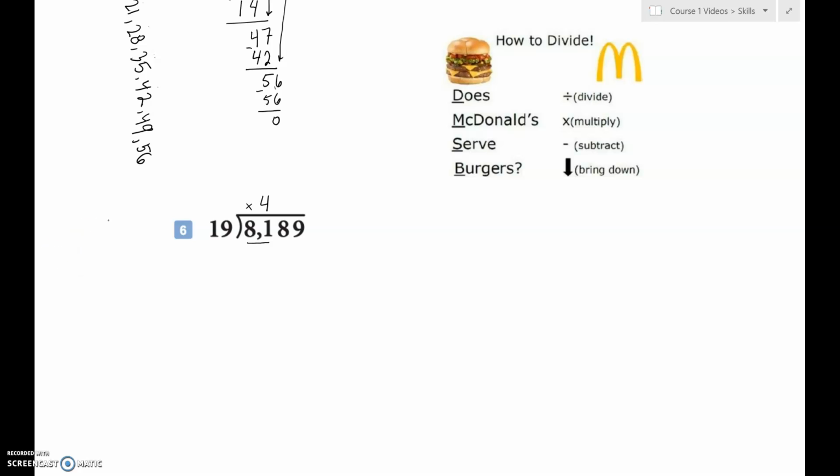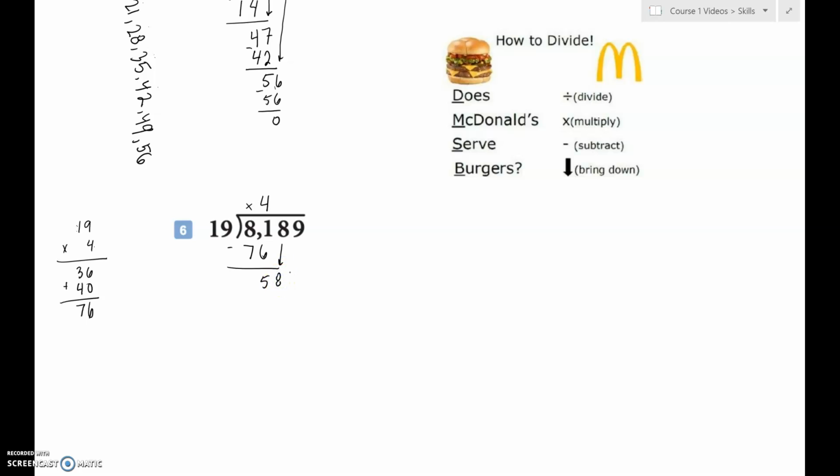So now we would multiply. And 19 times 4, right? 9 times 4 is 36. And 10 times 4 is 40. So adding those together, we get 76. And subtract. I don't know why I was going to add. Subtract those, and we get 81 minus 76. That's a difference of 5. And now we're going to bring down the next number.